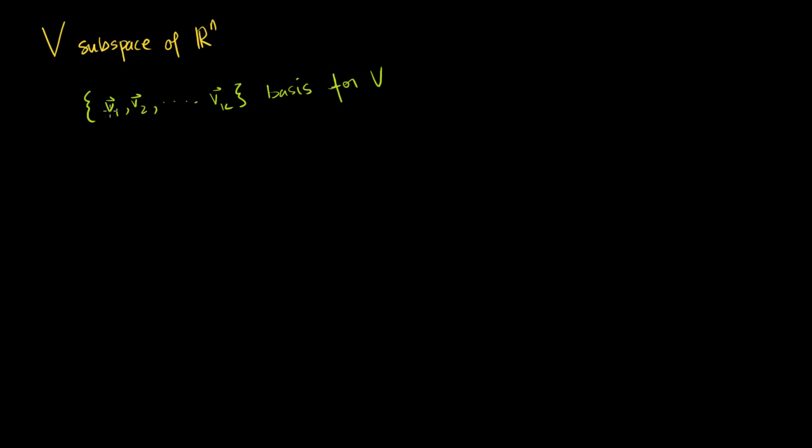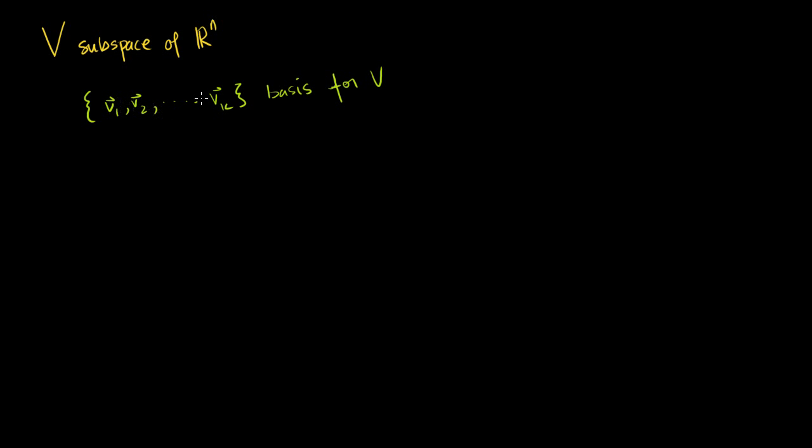Let's say I've got some subspace of Rn called V. So V is a subspace of Rn. And let's say that I know its basis. Let's say the set of the vectors v1, v2, all the way to vk is the basis for V. And just as a reminder, that means that these vectors both span V and they're linearly independent.